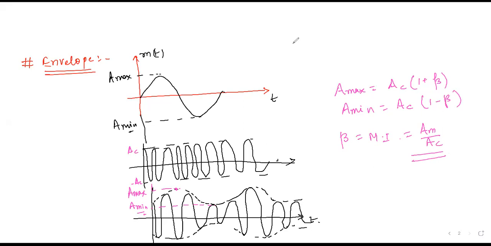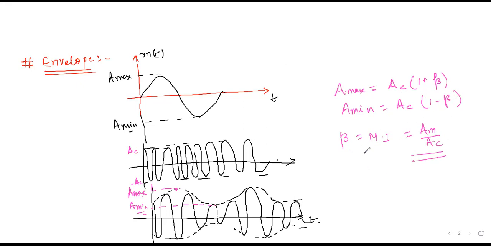Bandwidth is twice of FM, Mohit. Twice of FM bandwidth. I have already derived. Bandwidth is twice of FM. Okay. So beta is called the modulation index, and this is equal to AM by AC. Got it, my dear friends?